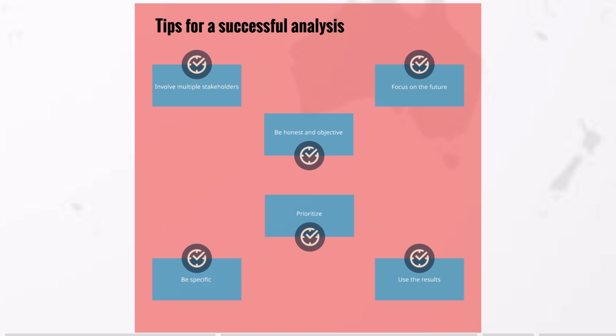Fourth, prioritize. It's unlikely that you'll be able to address every issue or challenge at once, so it's important to prioritize your goals and objectives. What are the most important issues that need to be addressed first, and in what order? By developing a clear plan of action, you can make progress towards your goals more effectively.